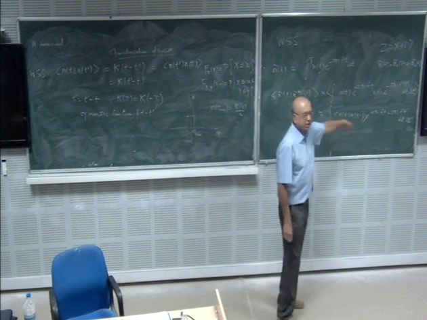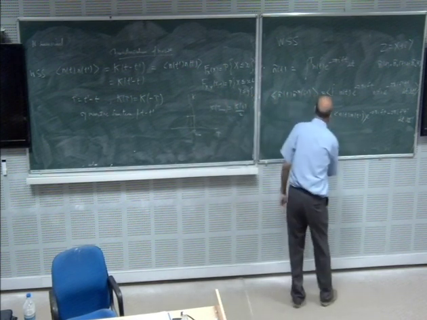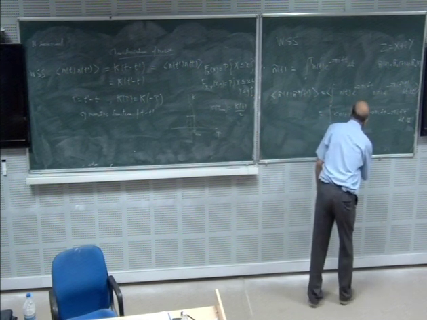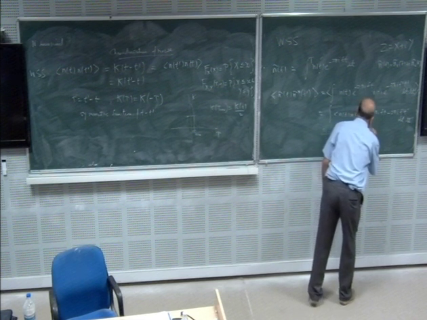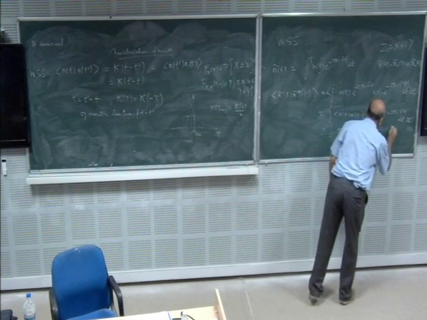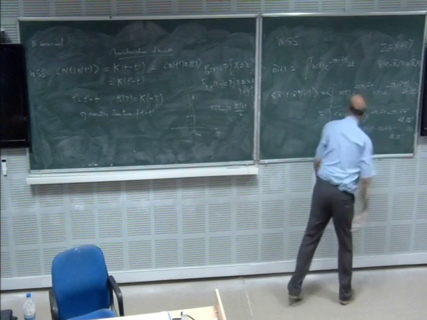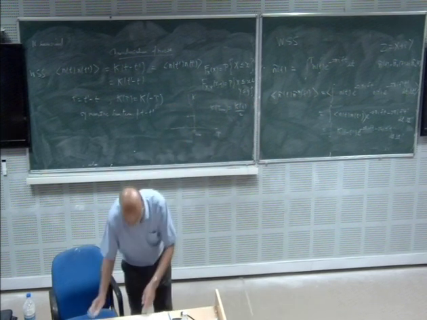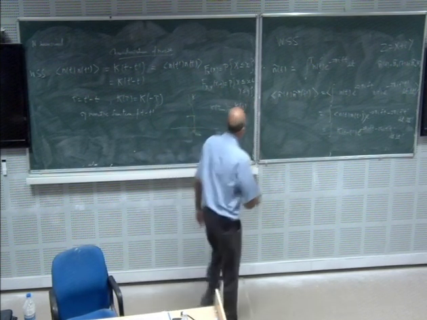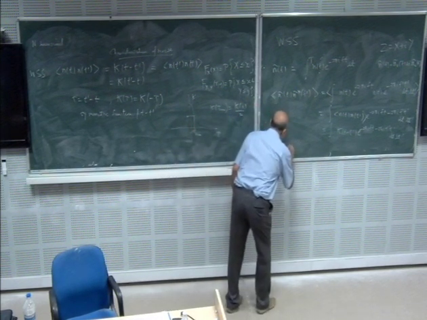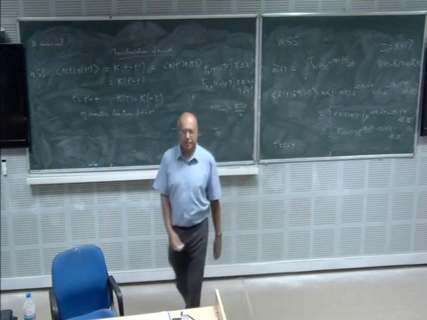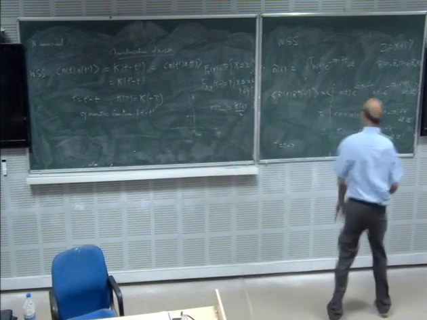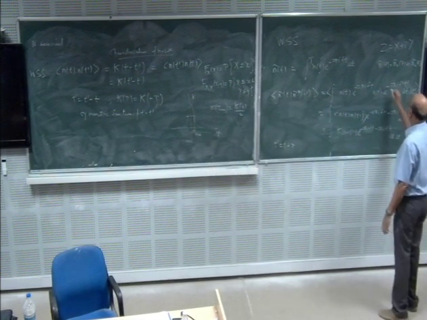Average. But you know what this is? This is the K which was there. So this is K of t minus t prime, e to the minus 2 pi i f t, e to the 2 pi i f prime t prime. So change the variable to tau. So t prime equals t plus tau. Okay. So you should have a plus sign.